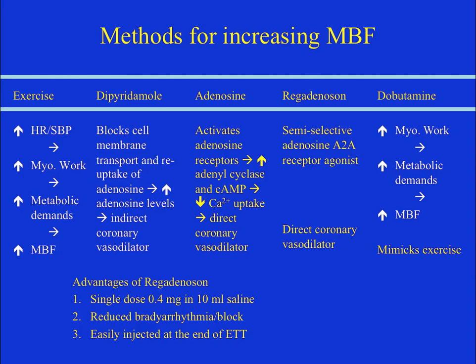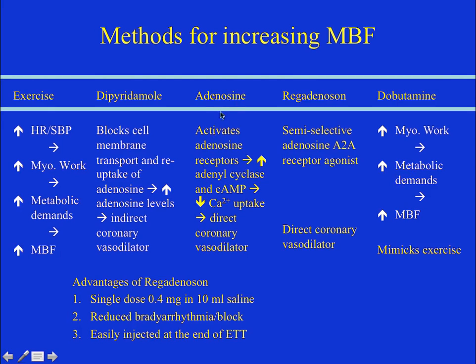As I have mentioned earlier, myocardial perfusion imaging is a kind of nuclear stress test. The purpose of the stress is to increase myocardial blood flow, and there are a variety of modalities to increase myocardial blood flow. The most physiologic method is exercise, which is done with the standard Bruce protocol. Dobutamine also can mimic exercise as it increases the myocardial work.